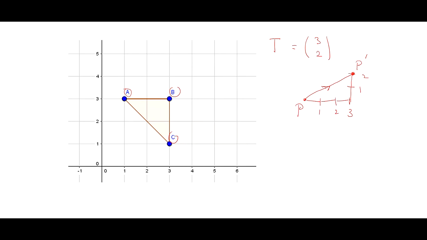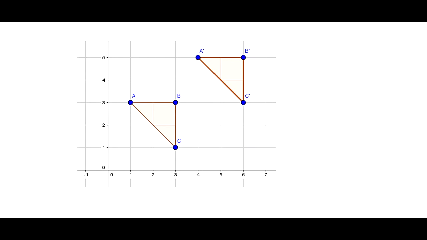Okay, so let's look at this example here. We had triangle A, B, and C, and we undergo a translation T, which is given by the vector 3, 2. So if we look at the point A, we have to go 3 across. So we go 1, 2, 3 across, and then we're going to move 1, 2 upwards. Therefore this line here represents the translation of the point A.